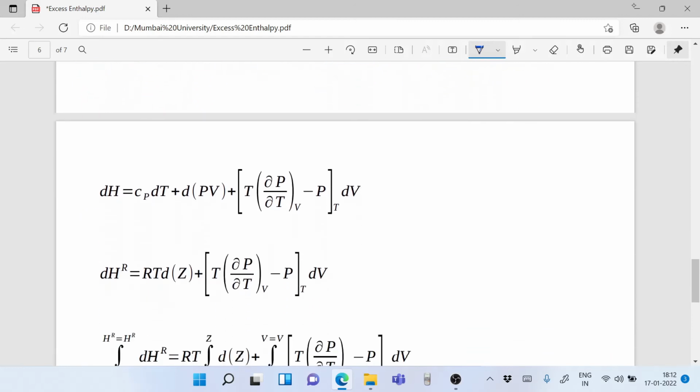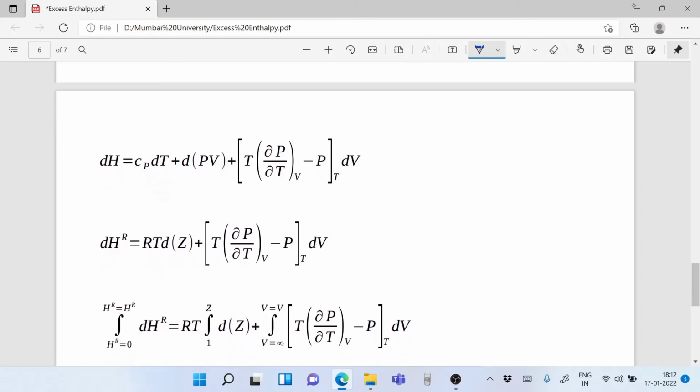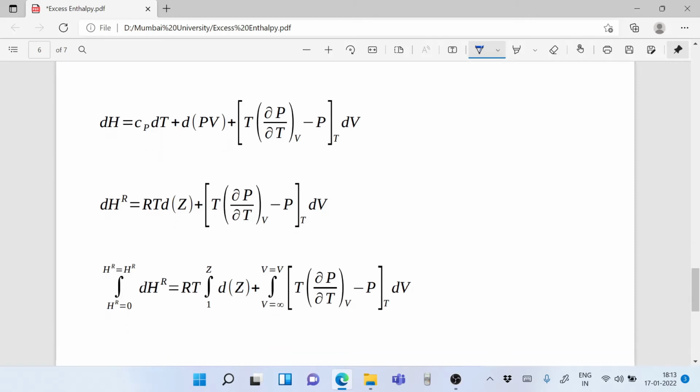And we finally get this equation, that is dH is equal to Cp dT plus d(PV), into T. Then we have all this. Now, since T is constant, we replace PV by ZRT. Only Z is a variable, T is a constant here. So we take T out, and of course, R is the universal gas constant, and we take it out here. And we get this equation.